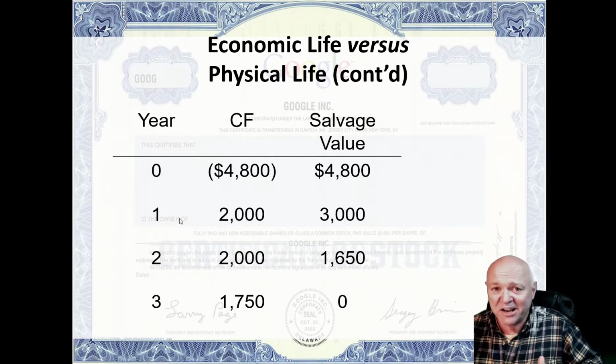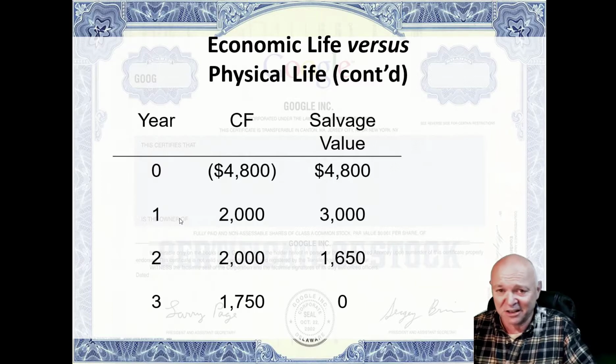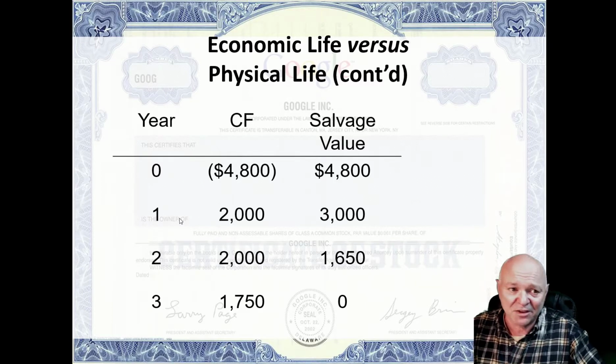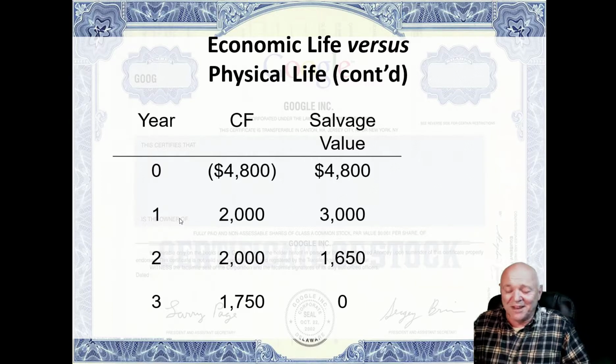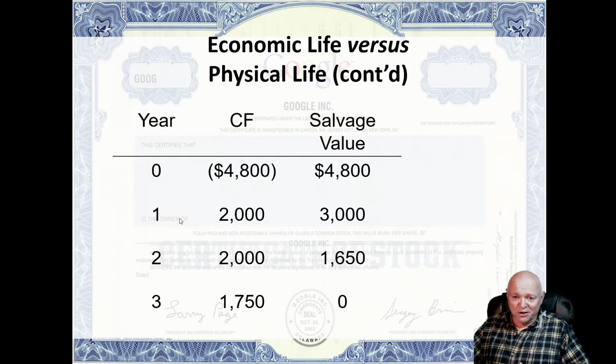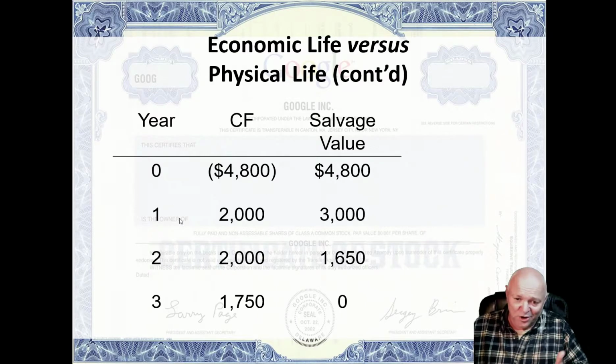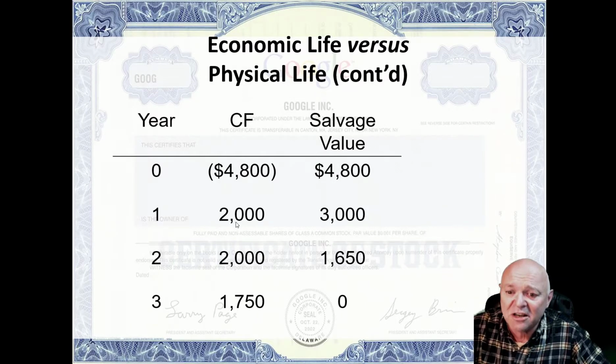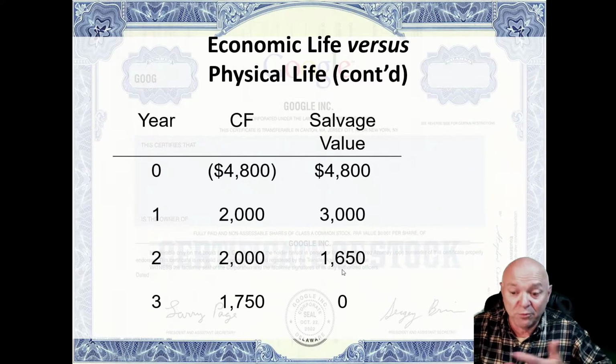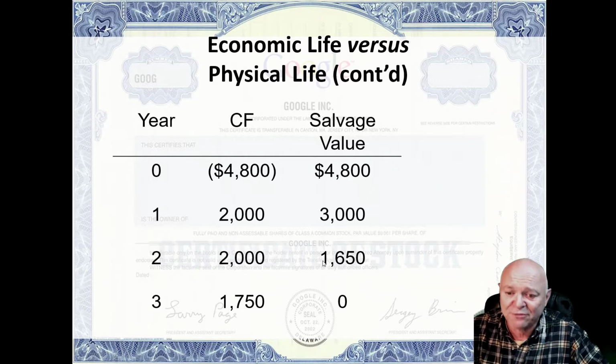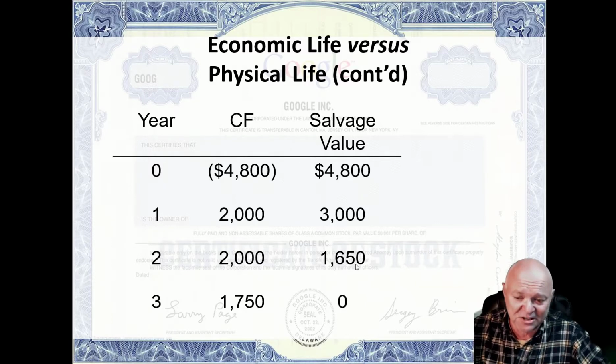So we'll spend $4,800 to buy the machine, and we can sell it for $4,800. Appears to be no value in that. If we operate it for 1 year, we'll earn a cash flow of $2,000 to offset against the purchase price, and we could also have the salvage value. If we operate it for 2 years, then we'd have the cost less the cash flow, and we'd also have the salvage value. And after 2 years, the value of the asset would be $1,650.